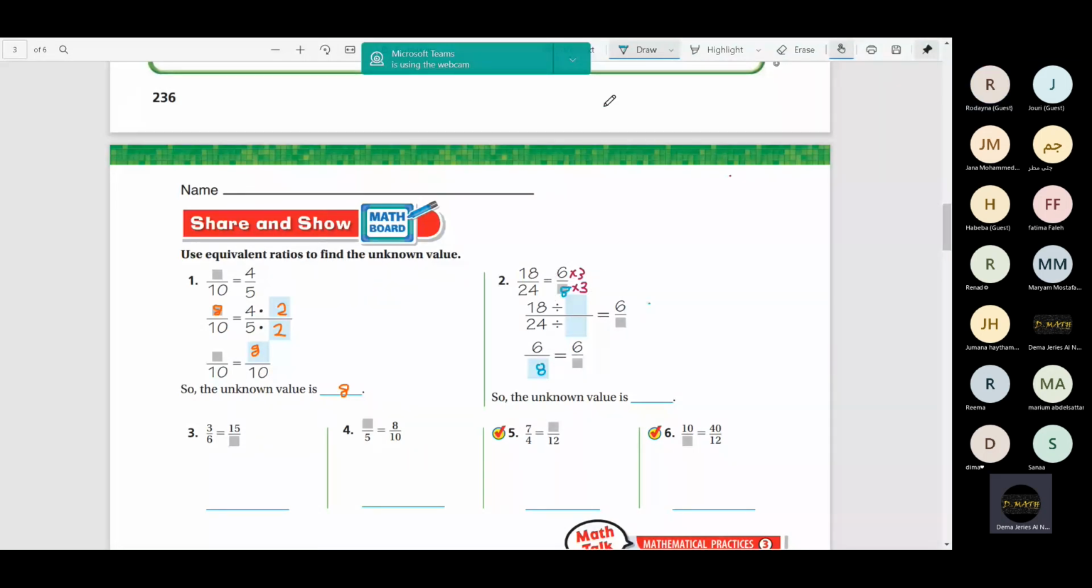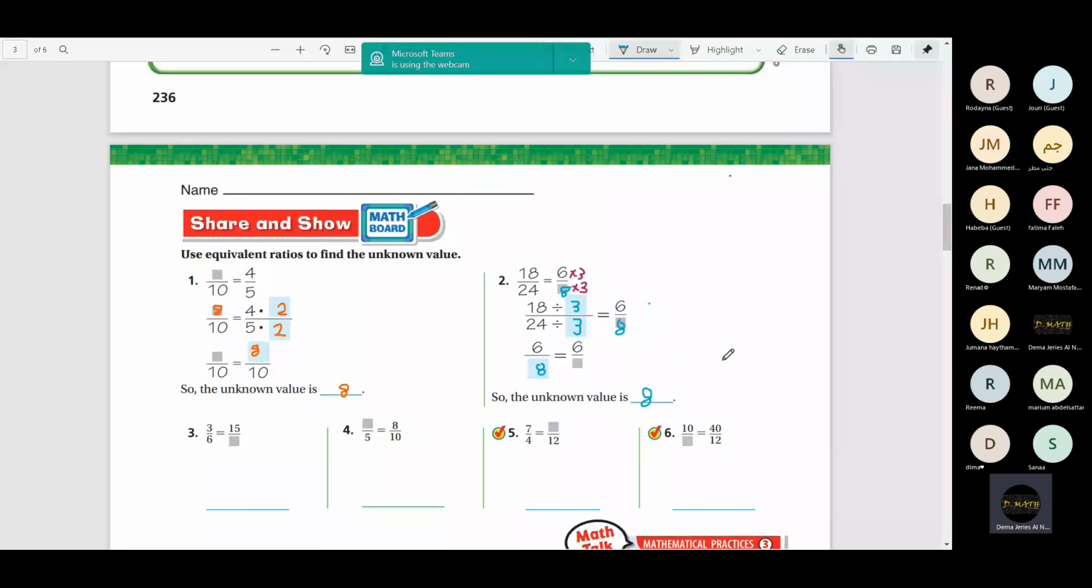Here I go, you this way. Another way, you will say that if I divide 18 by what gives you 6? You will say by 3. So 24 will be divided by 3, which is 8. So the unknown value here is 8. Thank you, teacher. You are welcome. Can I answer with you the second one?